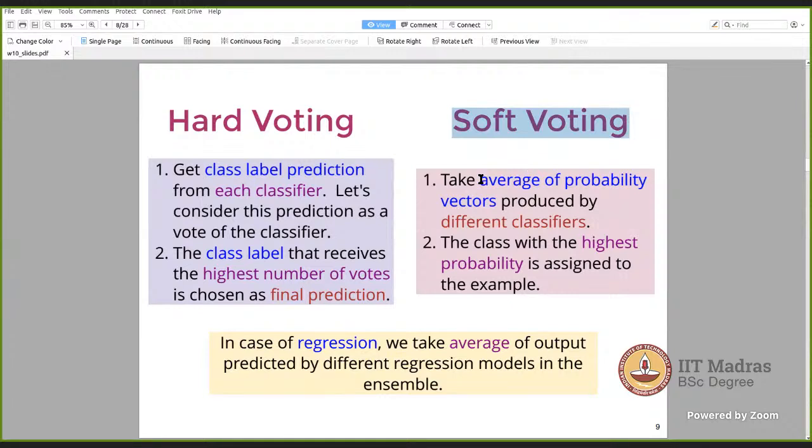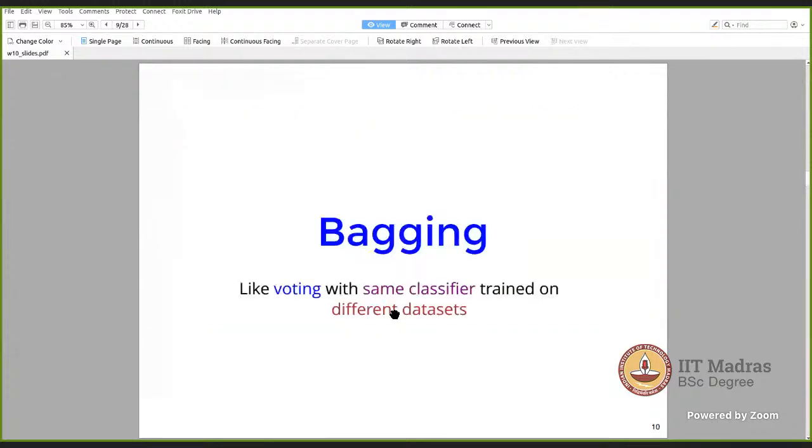So what we do is we take into account these probabilities, 0.2, 0.8 by the first predictor, second predictor, and all the predictors, and then we take the average of all those, and whichever is the max is predicted as the output class. So that's your soft voting. In case of regression, we just take the average.